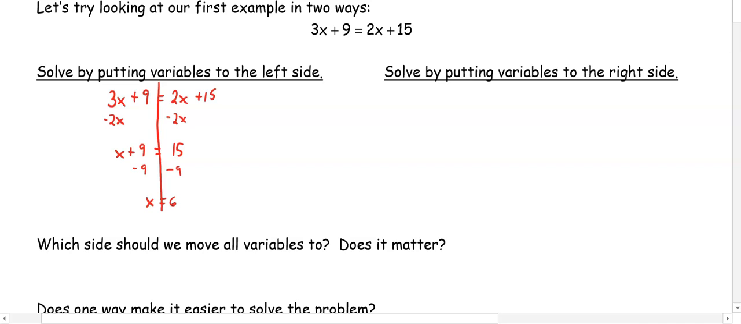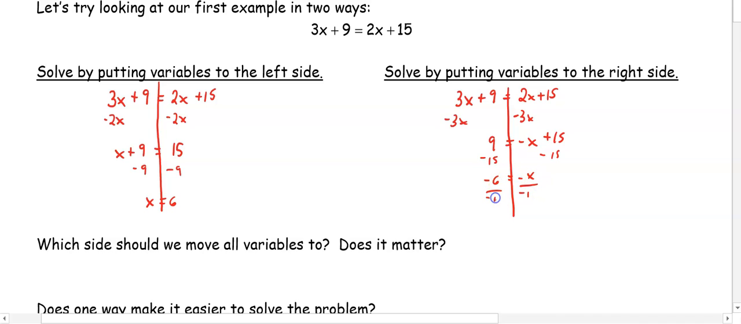If we move the variable to the right-hand side, we still have the same problem. 3x plus 9 is equal to 2x plus 15. This time we're going to subtract 3x. So we get 9 equals negative 6x plus 15. We subtract 15 from both sides. Negative 6 equals negative x. We need to divide by negative 1 because our x has to be positive. So x is 6.